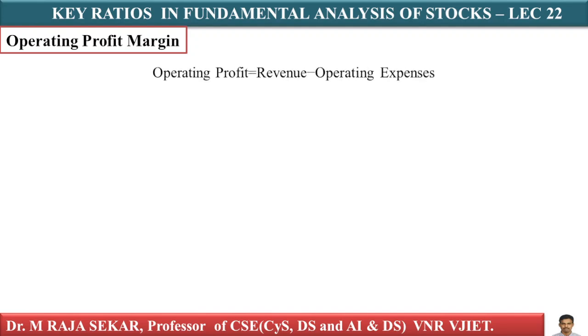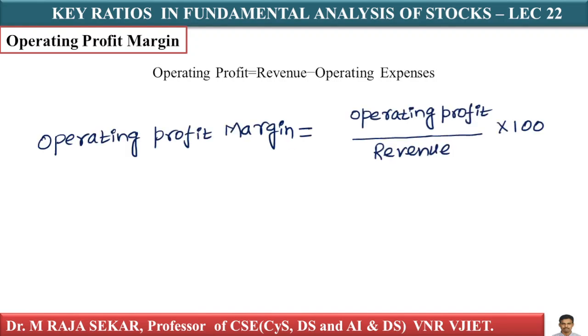Let me say operating profit margin. Before understanding operating profit margin, let us try to understand what is operating profit. Operating profit is revenue minus operating expenses. Revenue refers to the total income from sales of goods or services. Operating expenses include costs such as cost of goods, salaries, rent, and utilities. That is important. Here salaries, rent and utilities are included, but interest and taxes and other non-operating costs are excluded. Operating profit margin is operating profit by revenue into 100.